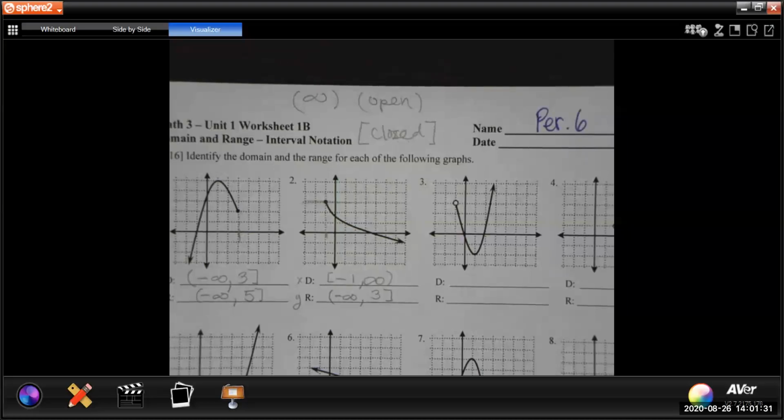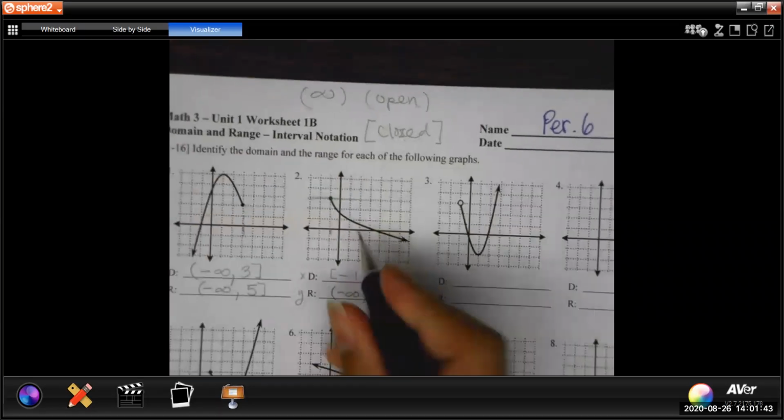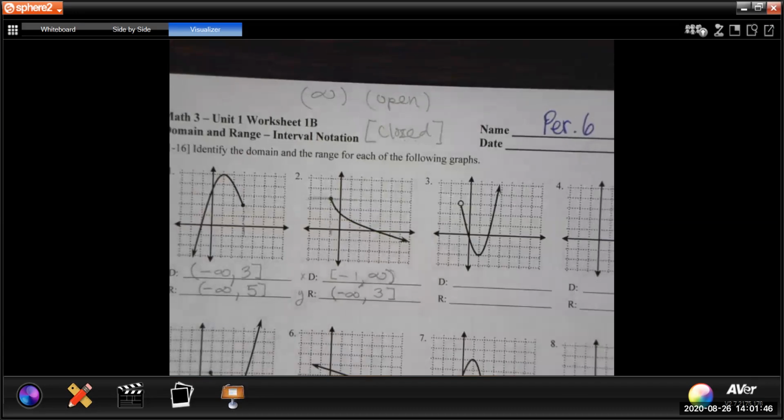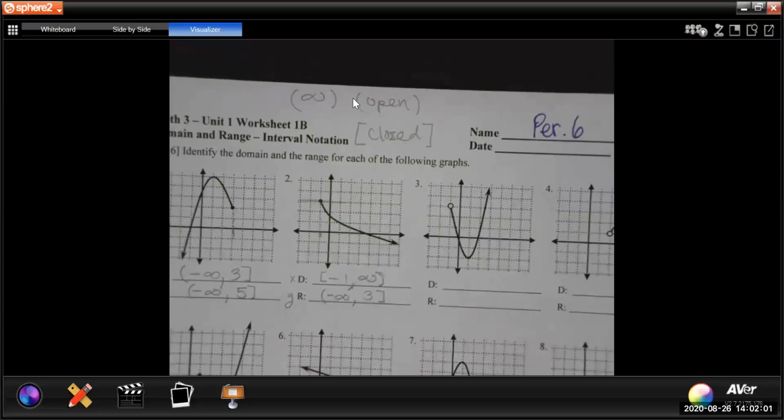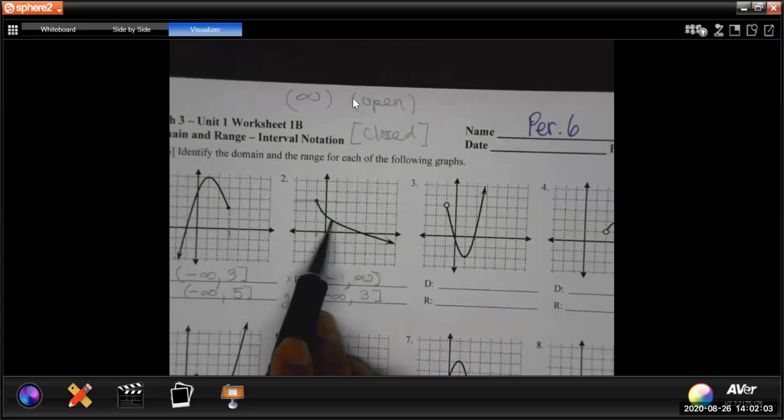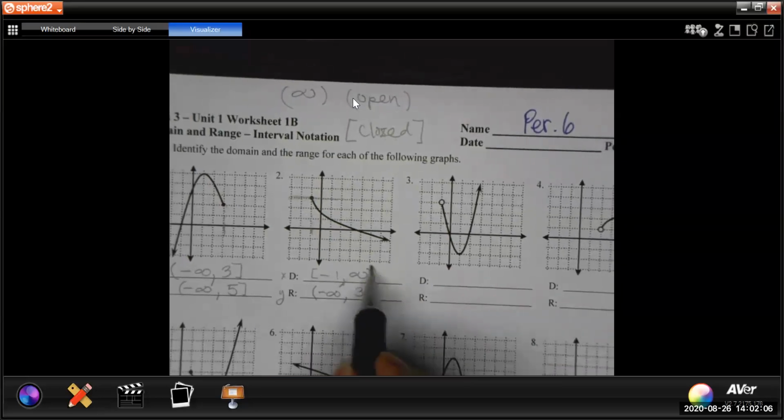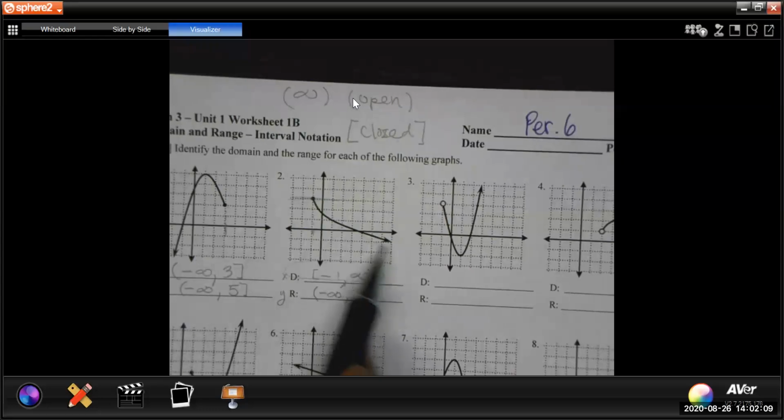Miss Torres? Yes. I have a question. So on the domain of number 2, why wouldn't the infinity be a negative? Very good question. I meant to emphasize that a little bit more earlier. Amanda, there is a mistake you're making, and I want to bring it to everybody's attention because even kids in advanced classes make that mistake. What mistake is being made? She is not the first kid to ask this question. I often have kids say, Mrs. Torres, if I'm going downward on my domain, why do I have positive infinity instead of negative infinity?